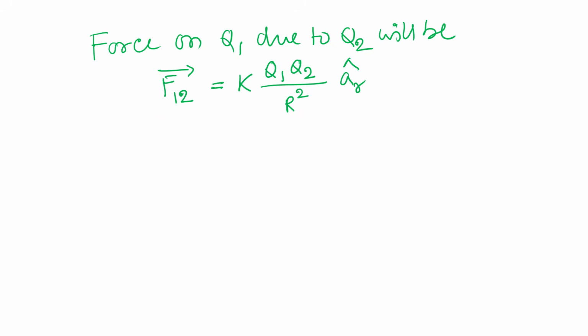Now it is this AR cap, or unit vector, which plays a crucial role in differentiating F21 and F12. Now what is this unit vector?